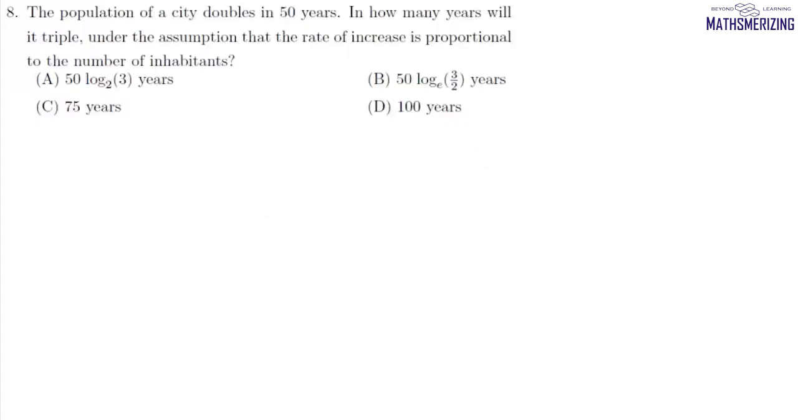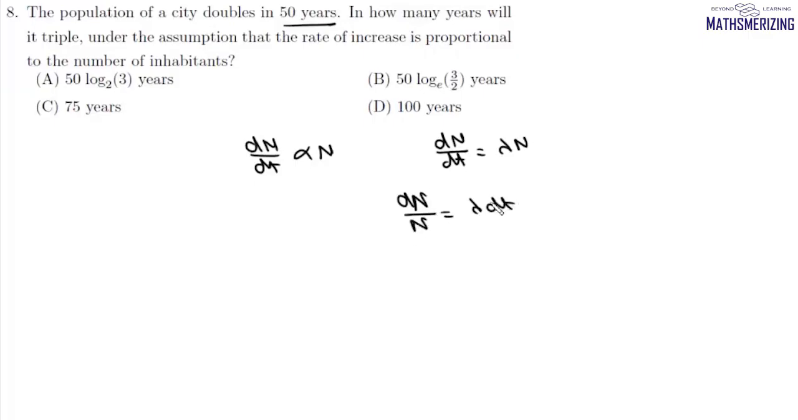Now question number 8 says the population of a city doubles in 50 years. In how many years will it triple under the assumption that the rate of increase is proportional to the number of inhabitants? So that means the rate of increase, dN/dt, is proportional to N. So we can write this as dN/dt equals some lambda N, that is dN upon N is equal to lambda dt.